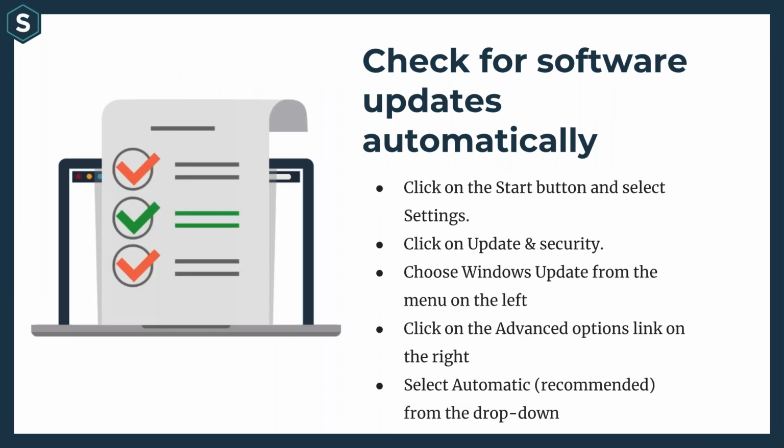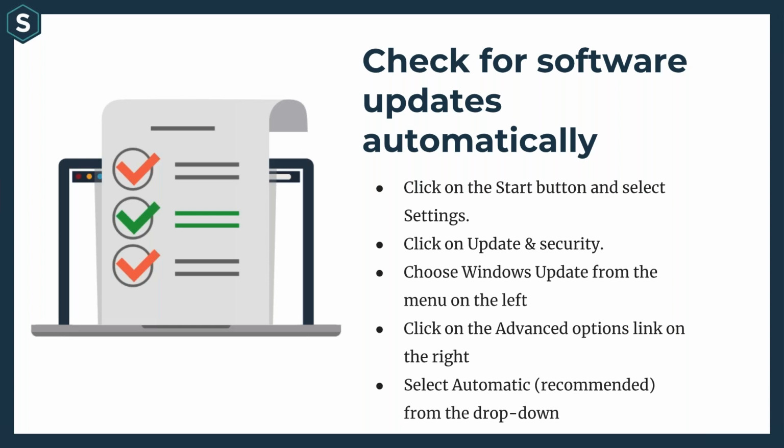Check for software updates automatically. The software on your devices, whether the operating system or third-party applications, should be updated as often as possible. While some organizations may have the ability to push updates remotely or from a server environment, it may not be possible for all companies. Windows has a built-in software update tool, Windows Update.